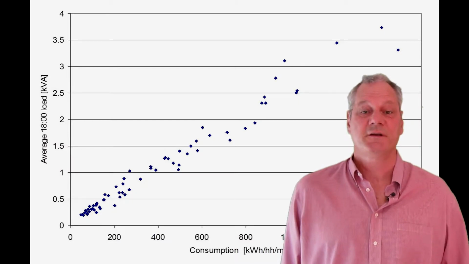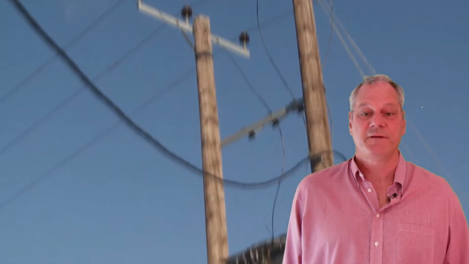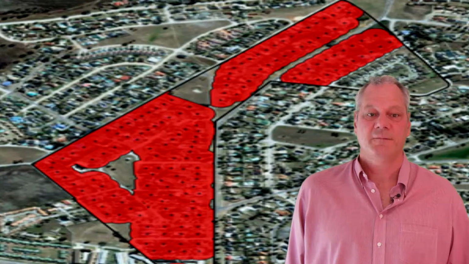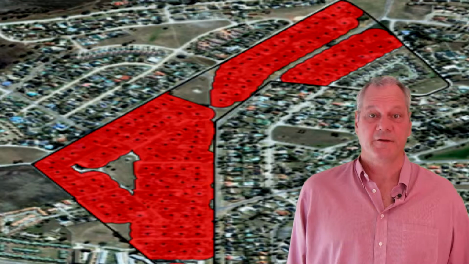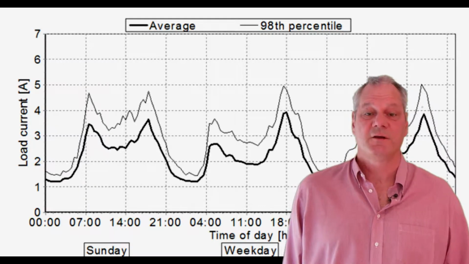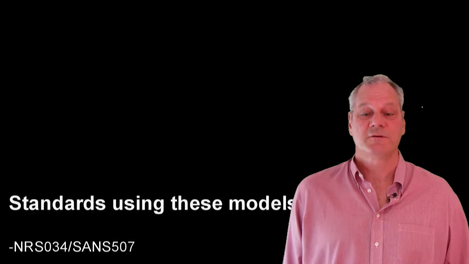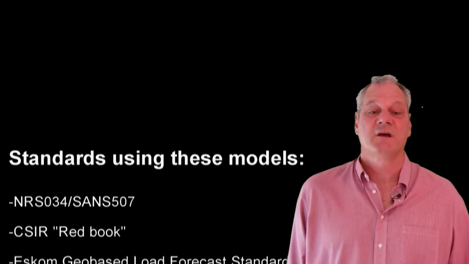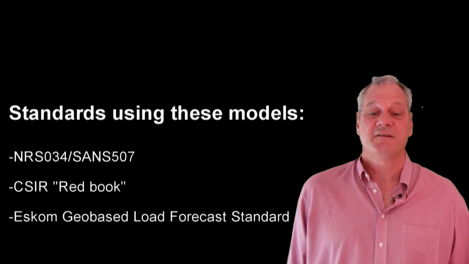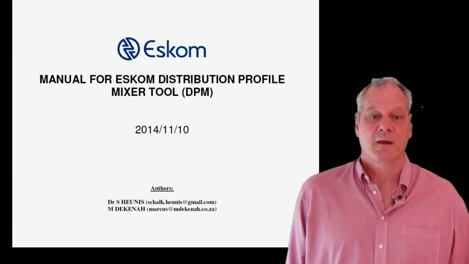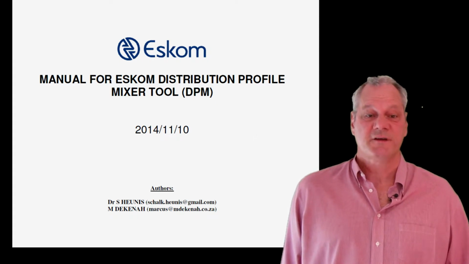Typical uses of the software are to estimate the load on a feeder, the total load in an area, or to do what-if scenarios for load planning across a wider area. Published customer load parameters in Eskom's Distribution Master Planning Standard largely use these load models. These same load models are also the basis for domestic load parameters published in the National Standard, that's SANS 507, and CSIR's Red Book.